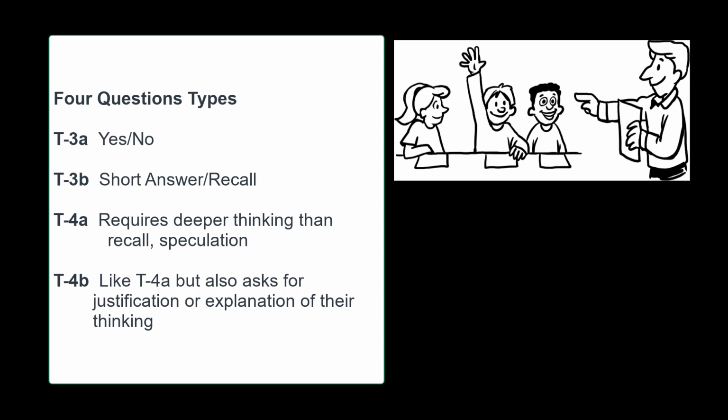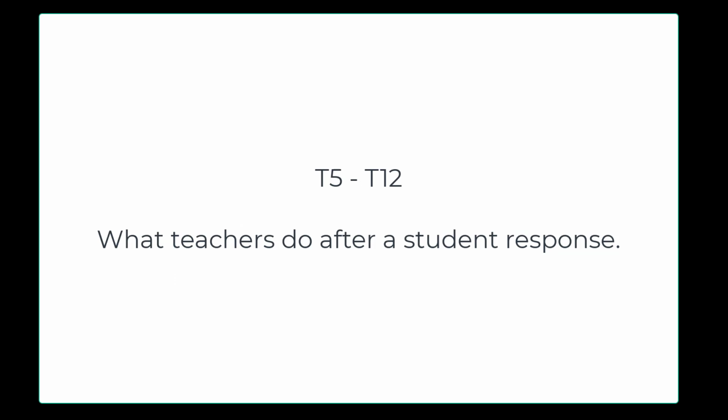So again, we only have 4 question types. And there's other examples in your training manual. I would suggest you review those and make sure you're clear as to which of the 4 categories a question type might fall into. T5 through T12. And these are codes that represent what teachers do after a student has responded to a question or after a student action of some type.